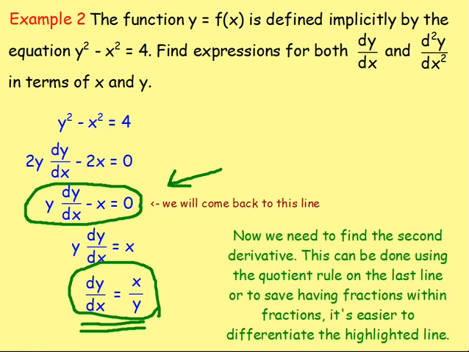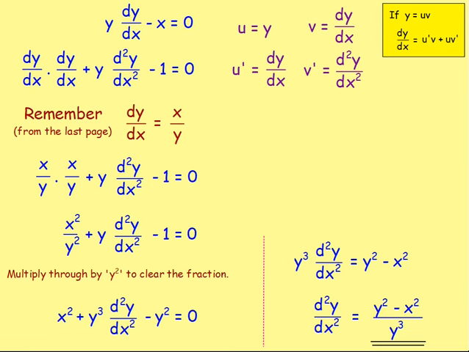If you want to try it the other way, go for it. See if you get the same answer. You will, or you should. y dy by dx take away x equals 0. Here though, you've got y times dy by dx, so it's one function times another. It's a derivative here.